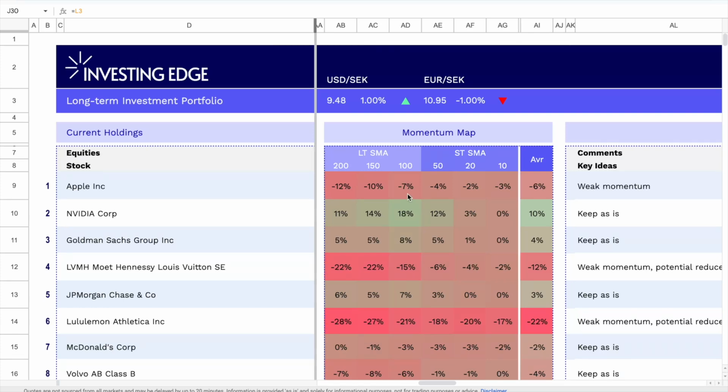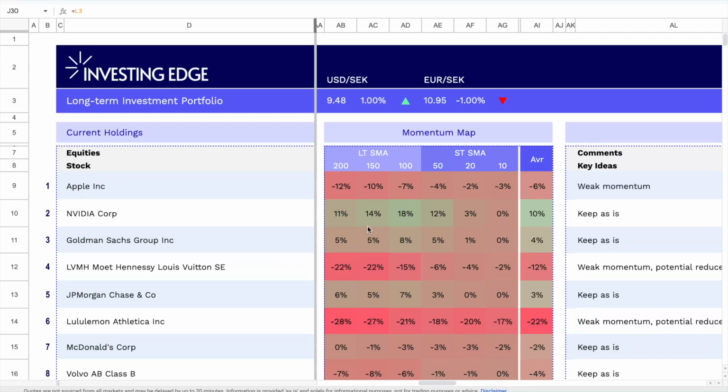Now, ideally, a stock should be above all of these simple moving averages. It should be above the average price over the past 10 days, 50 days, or 200 days, as that shows us as investors that this stock has momentum. It keeps going up, and the stock price is rising.